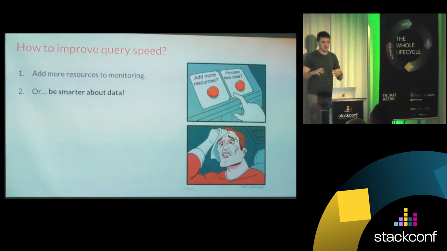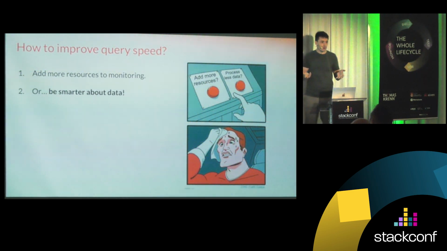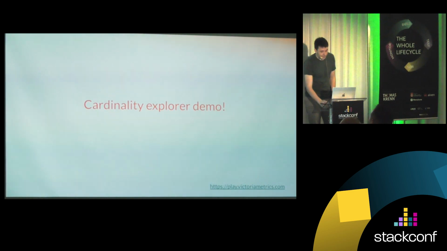Okay, so how to improve this query? Well, we can add more resources to the query frontend to give it more CPU so it can do things faster. Or we can be smarter about this data and do something interesting. But before doing something interesting, we need to understand what is contained in this metric, which is so expensive, why we have 11,000 time series, why we have so many data samples. And for this, we can use Cardinality Explorer.